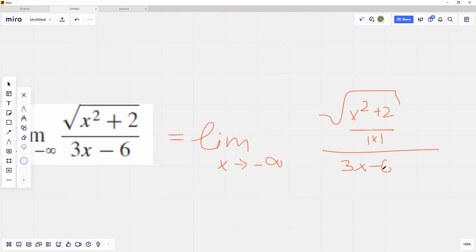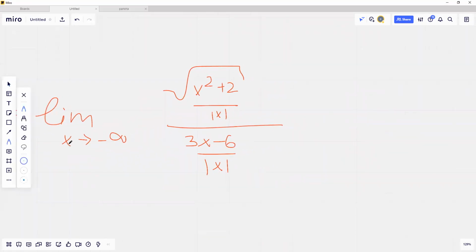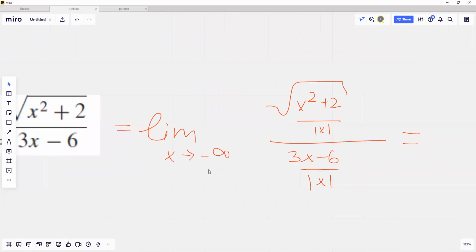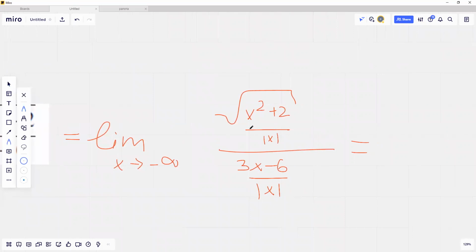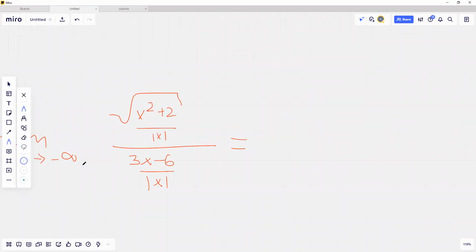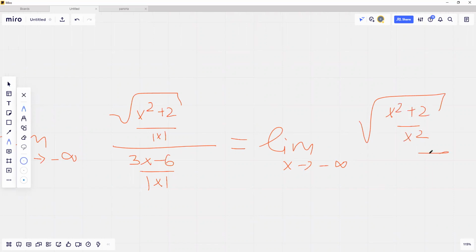So we'll end up with the following fraction, with the following ratio. Now, the reason we are dividing by absolute value of x instead of x is that we want to bring this term here inside of the square root operator. So we are going to end up with limit as x goes to minus infinity. So we have here root of x squared plus 2 over x squared. Here we have 3x minus 6.